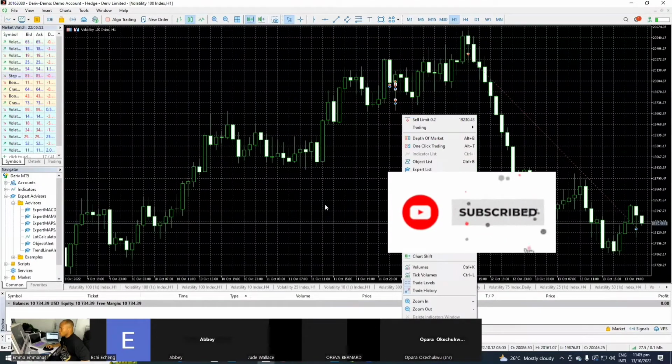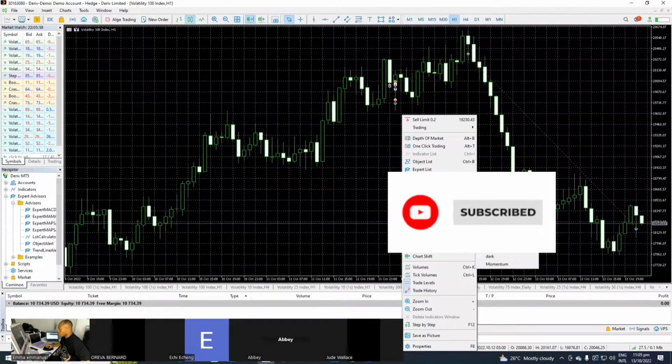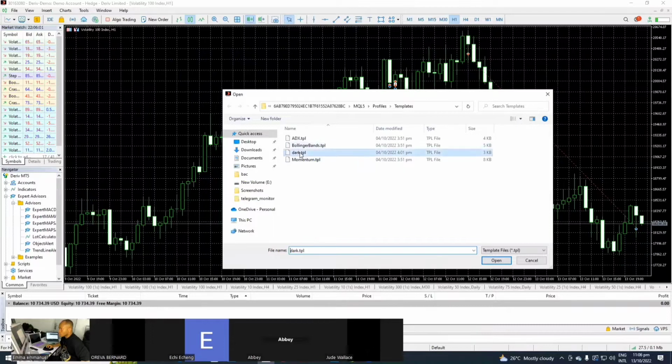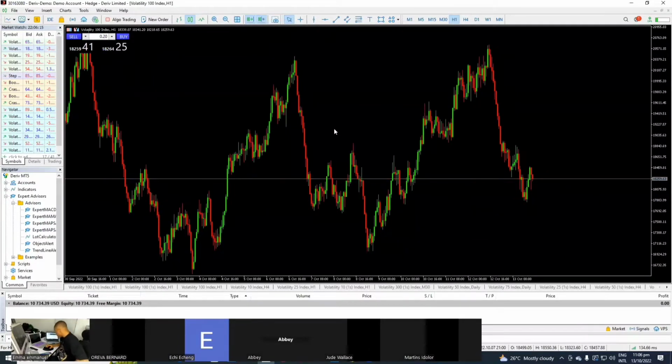Okay, so let me go with VIX 100. So normally when it comes to technical analysis, we are talking about structures, market patterns. Most times we make use of trend lines, also make use of support and resistance, and some others.